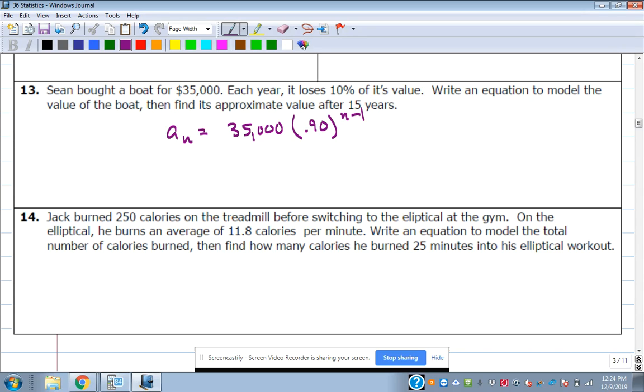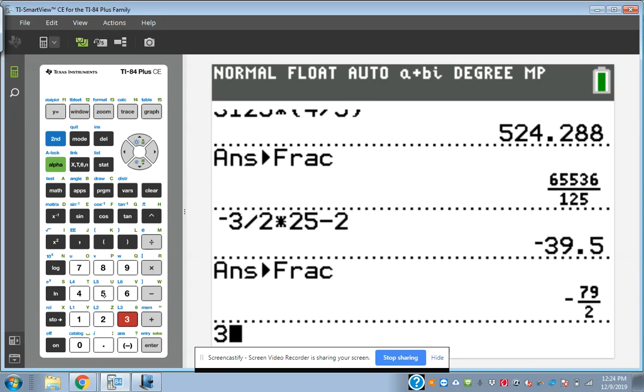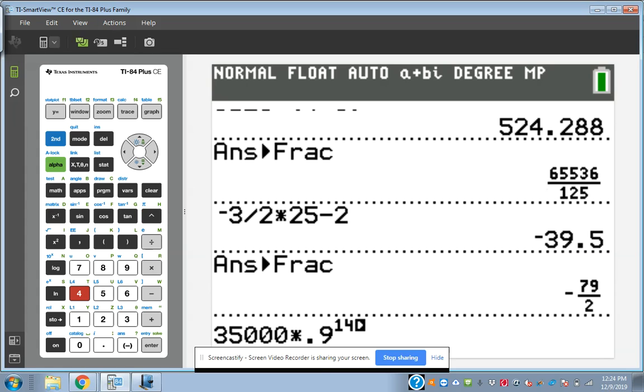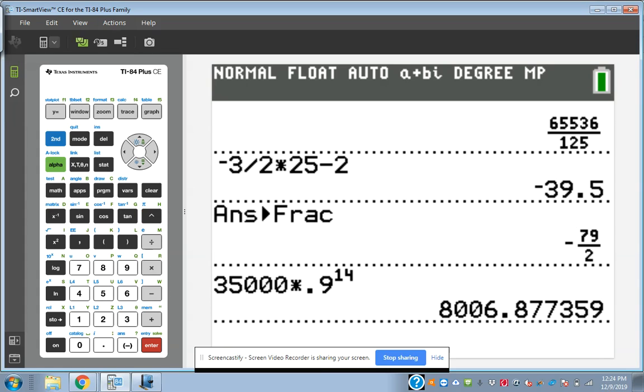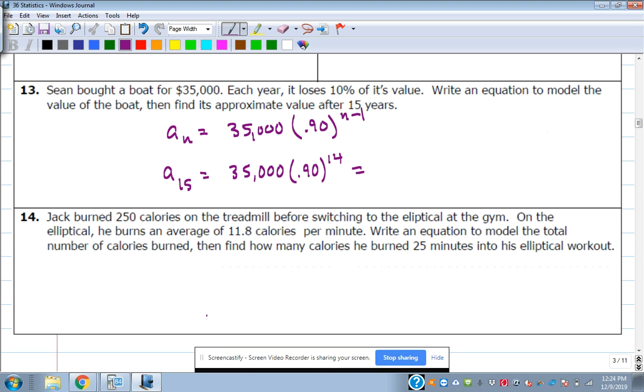Okay? To find how much it's worth after 15 years, you just plug a 15 in for n. I'm going to round to the nearest cent since we're dealing with money. 35,000 times 0.9 raised to the 14th. $8,006.88. That is how much that boat is worth after 15 years, if it loses 10% of its value each year.